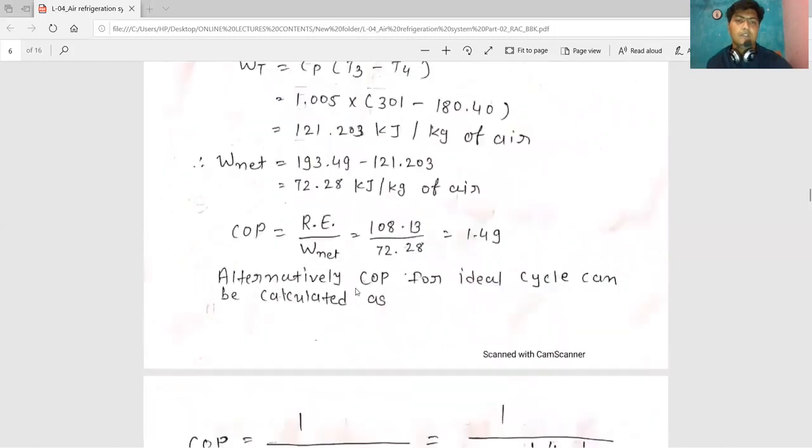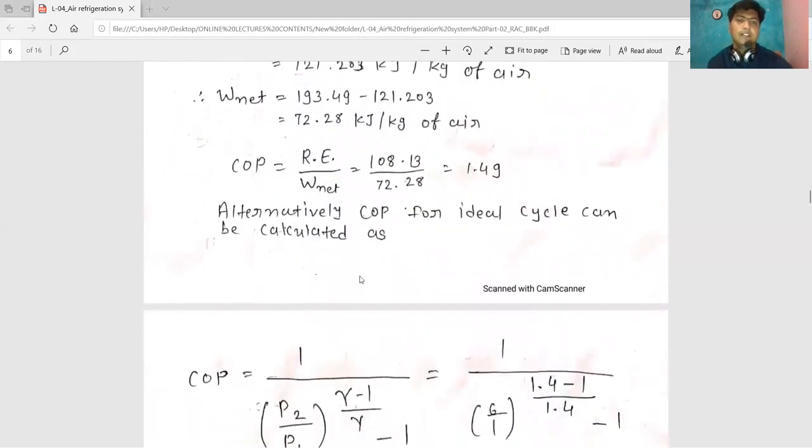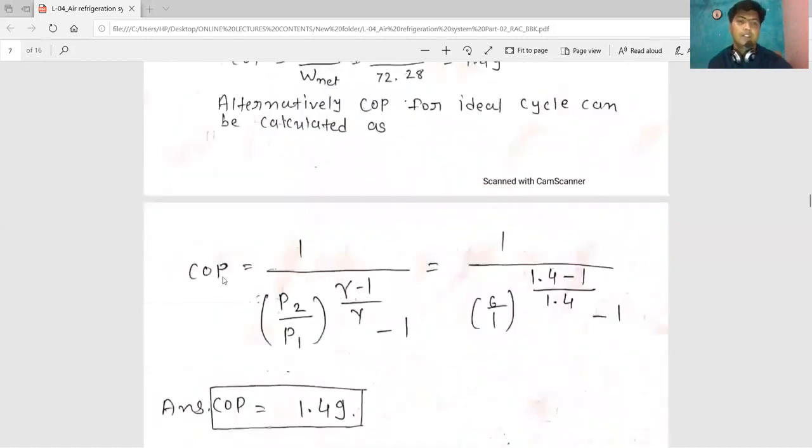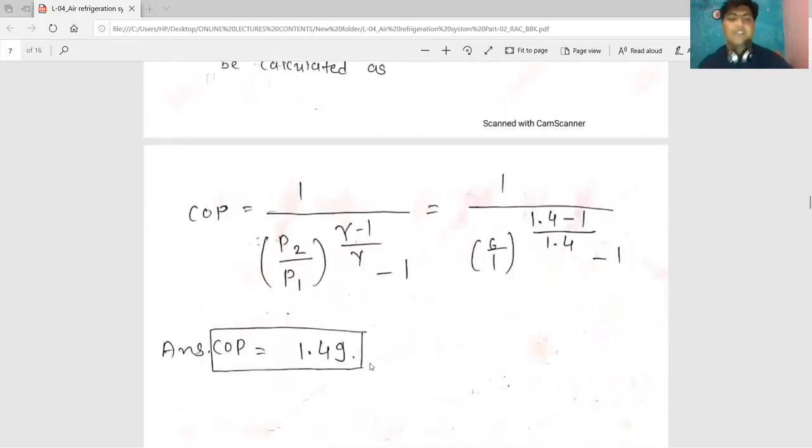We can also calculate it by an alternative method. We derived a formula in lecture number 3: the theoretical or ideal COP is 1 upon P2 divided by P1 raised to gamma minus 1 by gamma, minus 1. We know the values of P2, P1 and gamma: 6 divided by 1, raised to 1.4 minus 1 over 1.4, minus 1. So COP is 1.49.